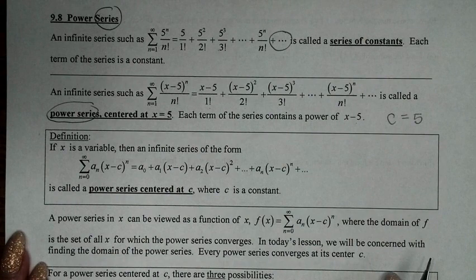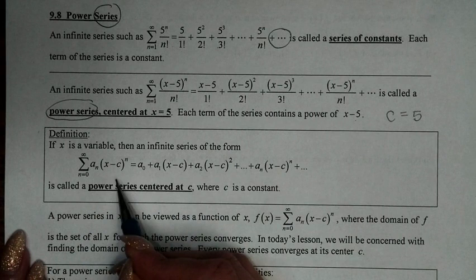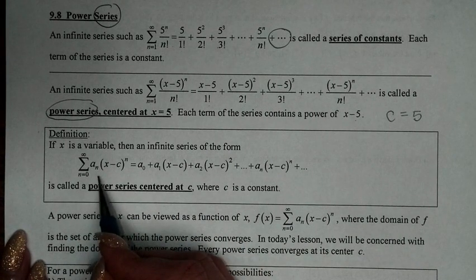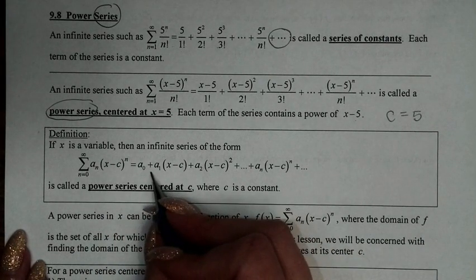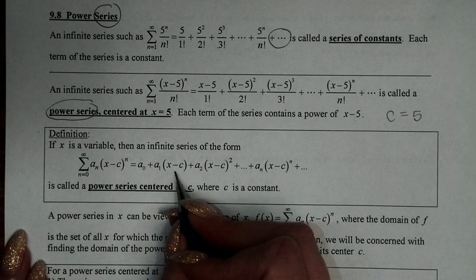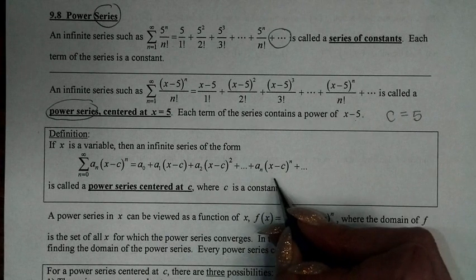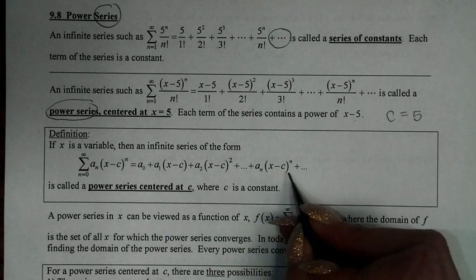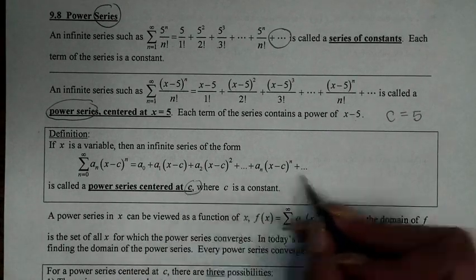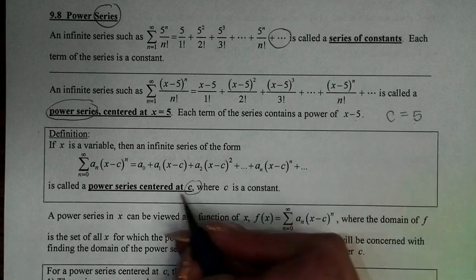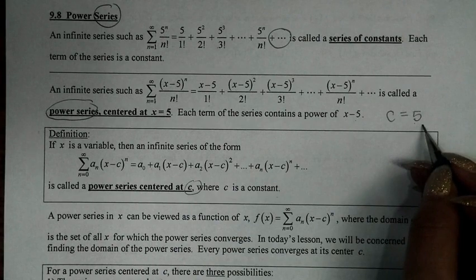So here's a definition. If x is a variable, then an infinite series of the form the summation from n equals 0 to infinity of a sub n times (x minus c) to the power of n, when you expand it, is a sub 0 plus a sub 1 times (x minus c) plus a sub 2 times (x minus c) squared plus dot dot dot a sub n times (x minus c) to the power n plus dot dot dot. This is what we call a power series centered at c. Now you can see why I put c equals 5 here, because this is your center, where c is a constant like the 5 here.